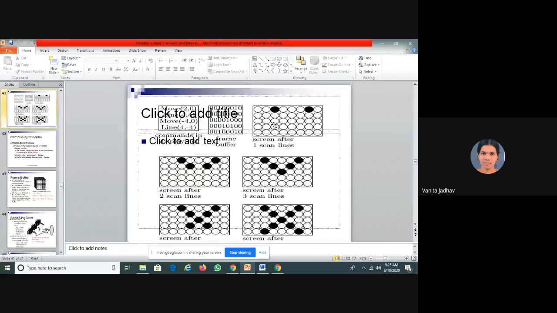Here one more example is shown. This is the example of X. So the picture is nothing but the X, and you are able to see it over here. Finally, in the last diagram X is drawn. Again two colors are used. I think you are unable to see the frame buffer, so I will just run the PPT.